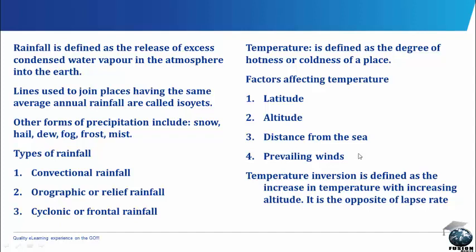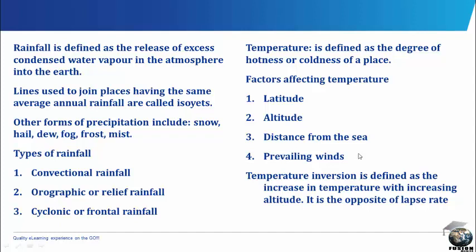Fog is formed when condensation takes place near the ground or over the sea. Mist is formed just like fog. This is when condensation takes place near the ground, where it occurs as tiny droplets that are not as thick as fog. Frost forms as a result of the direct condensation of water droplets into ice crystals when the temperature is below freezing point. Types of rainfall.